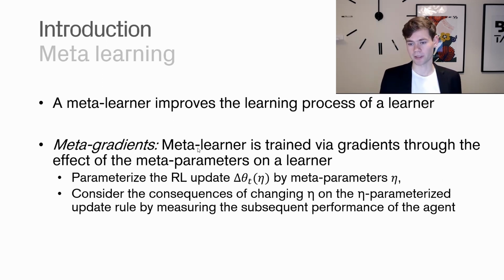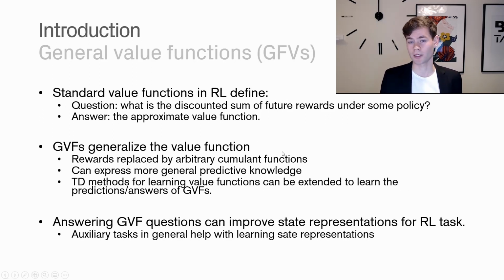So the meta learner, to look at the sentence in its full form, is trained via gradients through the effect of the meta parameters on the learner. You consider the effects of the meta parameters on the learner, and then you use gradients to train the meta learner as a second step. And this is the overall approach that you take to tackle these problems.